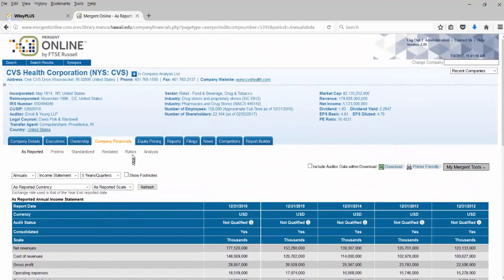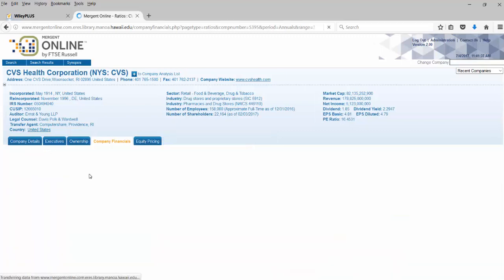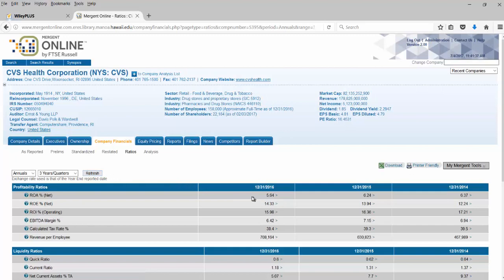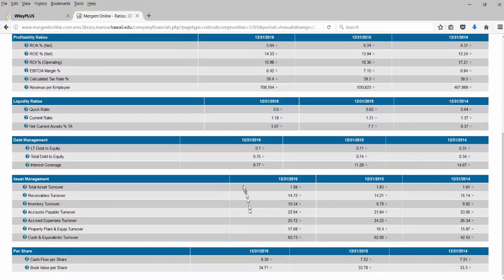I can also go to find ratios directly, and my standard ratio report for my company, 3 years would be plenty because I'm only going to need one. That'll tell me for their year ended 12/31/16, these are the profitability, liquidity, and then they have what are known as debt management and asset management ratios.